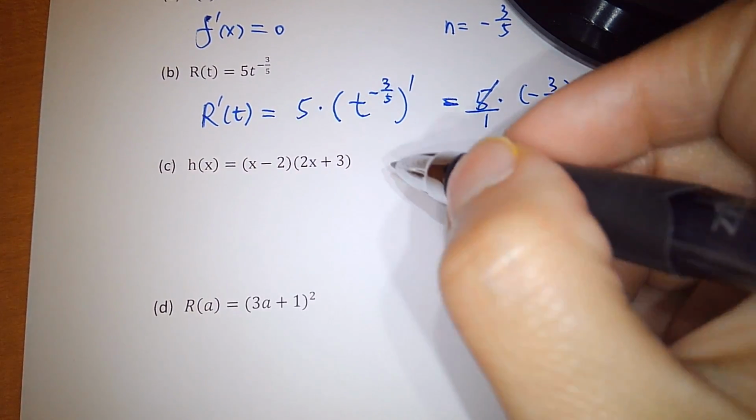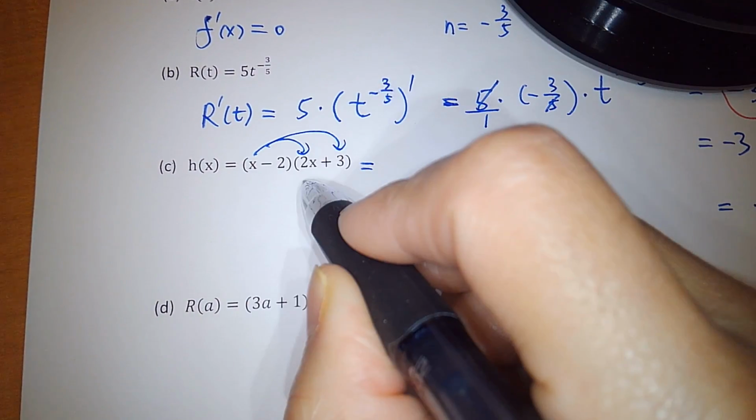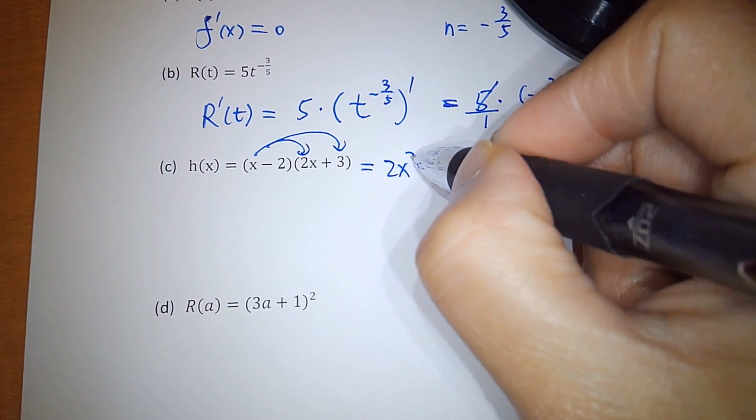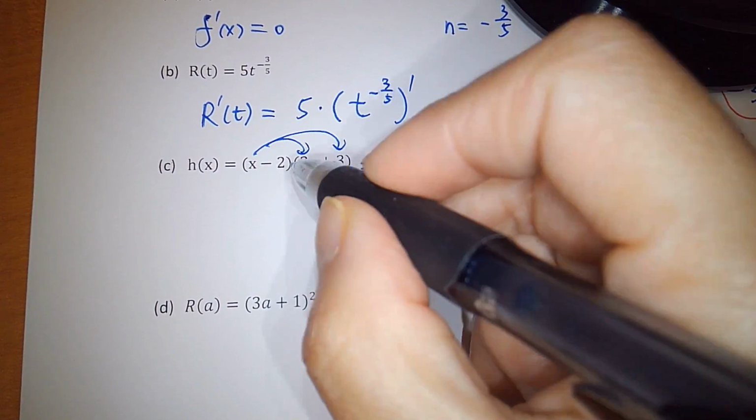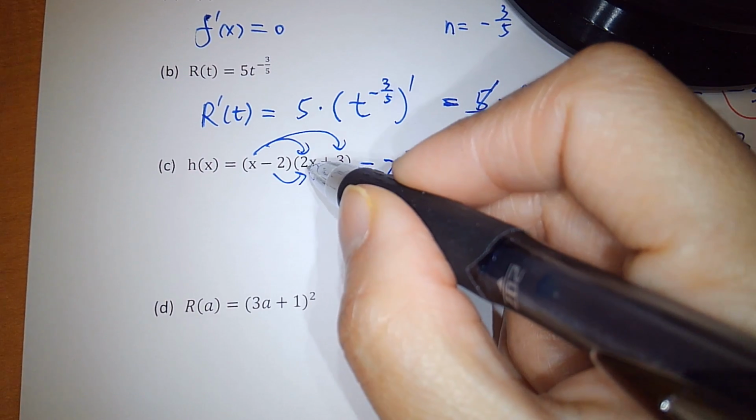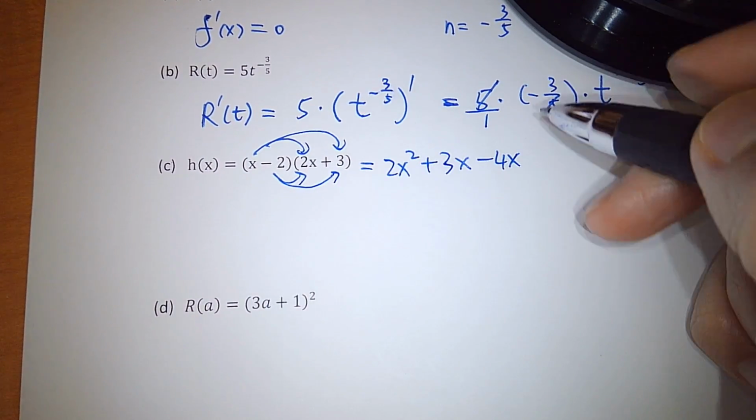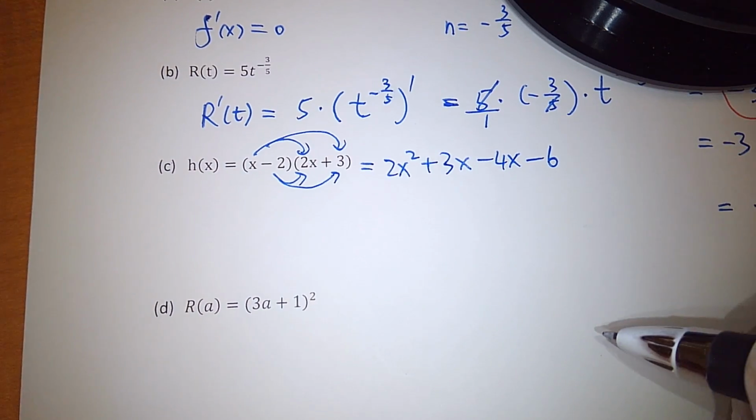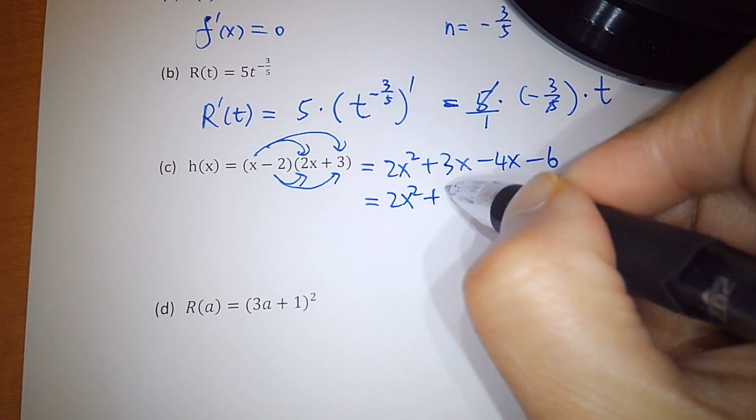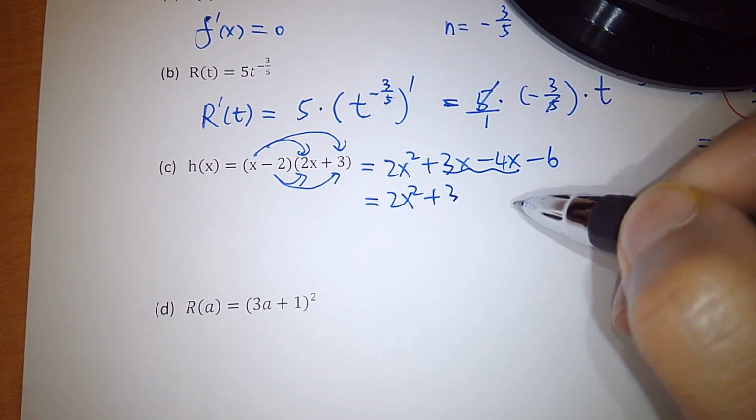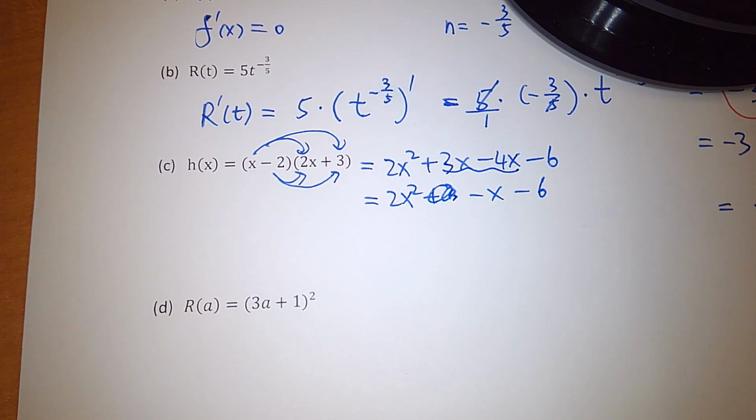Follow that out. X times 2x, 2x squared. X times 3, 3x. Negative 2 times 2x. Negative 2 times 3, minus 6. So eventually, h of x equals 2x squared plus 3x, like terms, right? So give us what? Negative x minus 6, right?